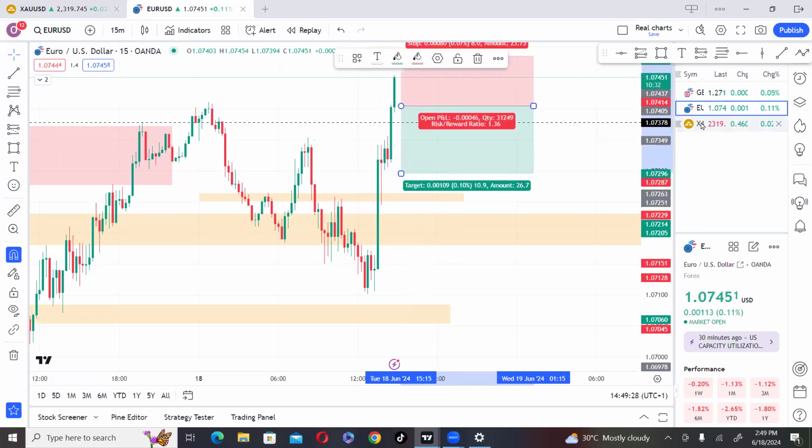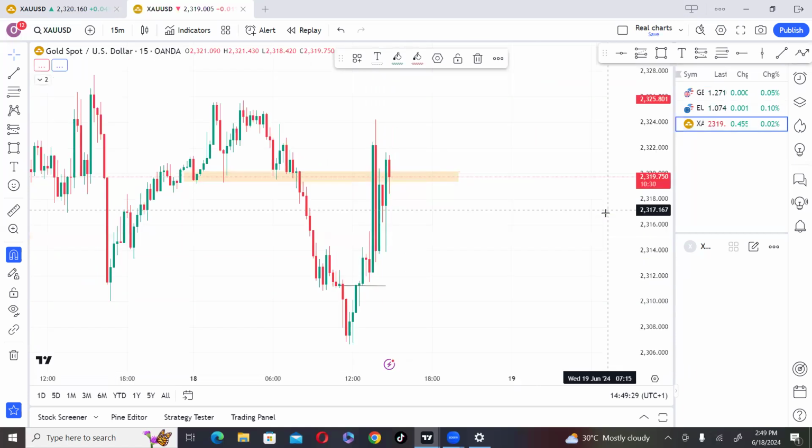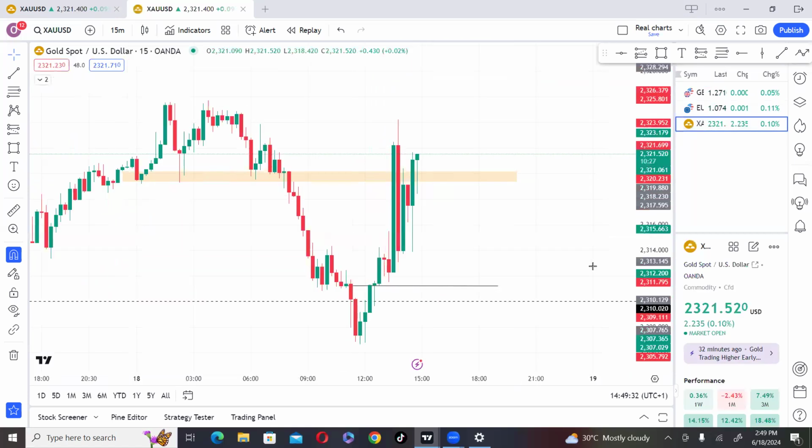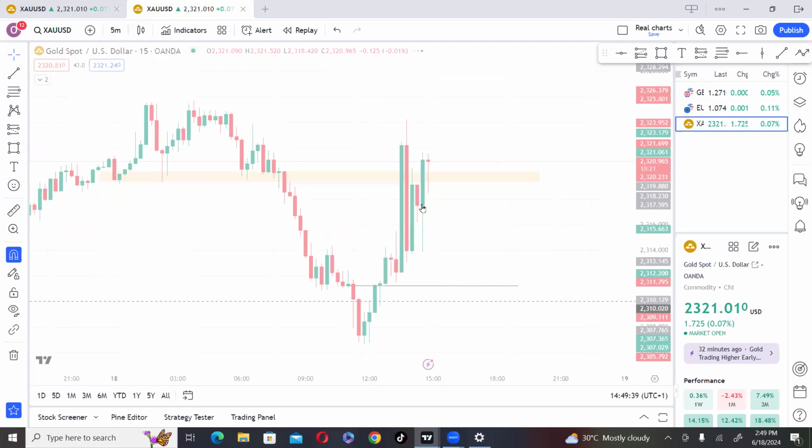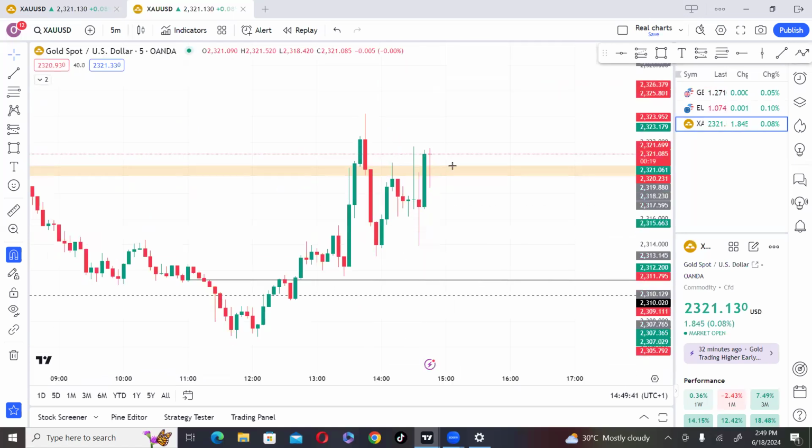Let's see that over gold. Gold is still hesitating if it's going to continue going to the upside. Still deciding yet, it doesn't even know.